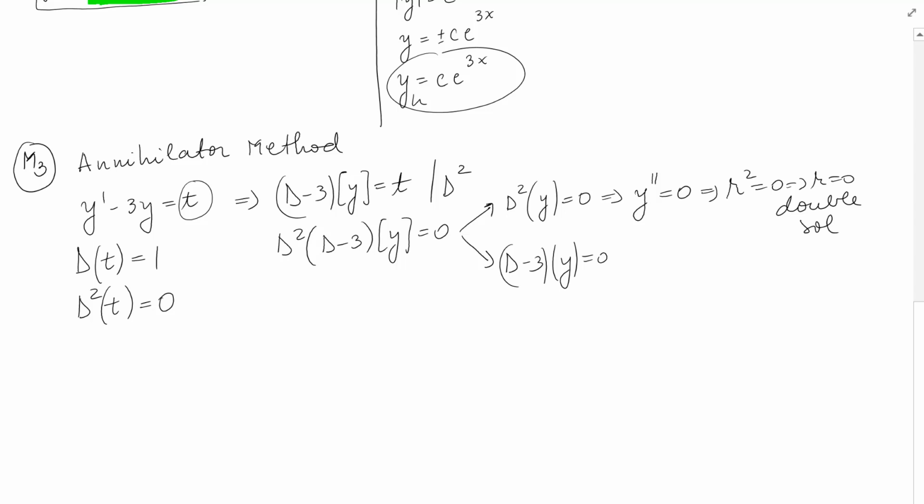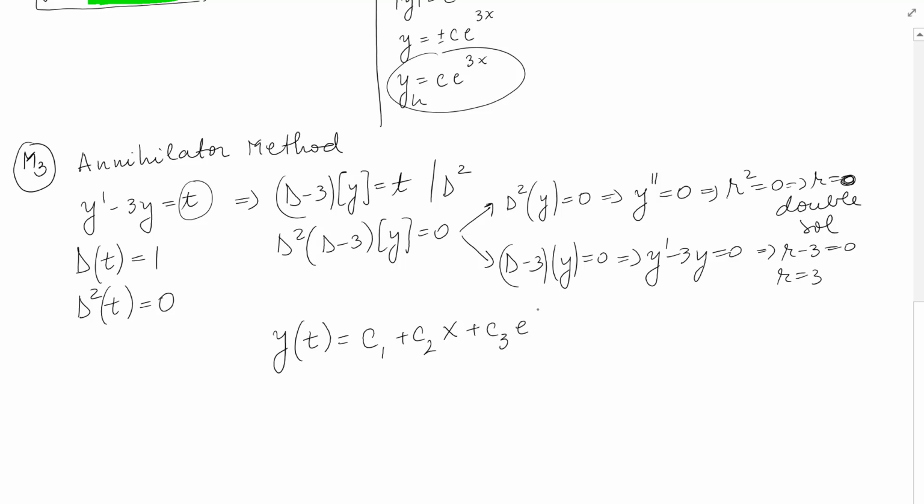So what does it mean that we have a double solution? It means y of t is going to be c1 plus c2 t, just because r equals 0, so the term e to rt is actually e to 0, which is 1. Now d minus 3 applied to y equals 0 means y prime minus 3y equals 0, which means r minus 3 equals 0, so r equals 3. It's a simple solution, so plus c3 e to 3t. Sorry, here I should have written t because our independent variable is t.